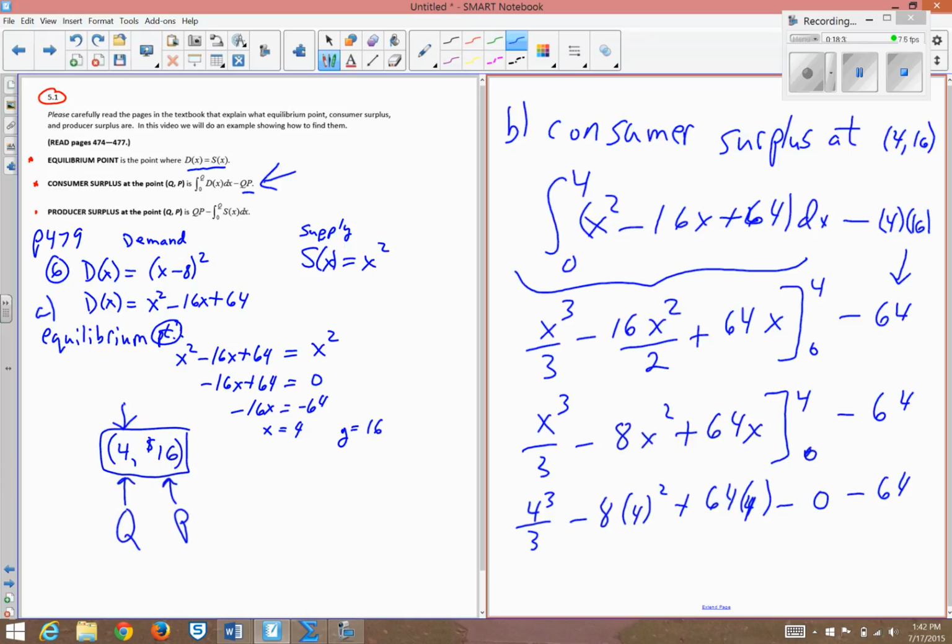So put all of this in your calculator carefully, and it rounds to $85.33. That amount, $85.33, is called the consumer surplus at the equilibrium point.